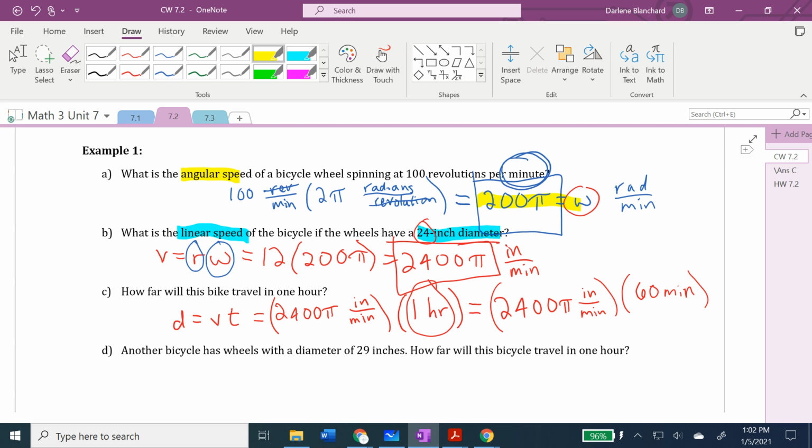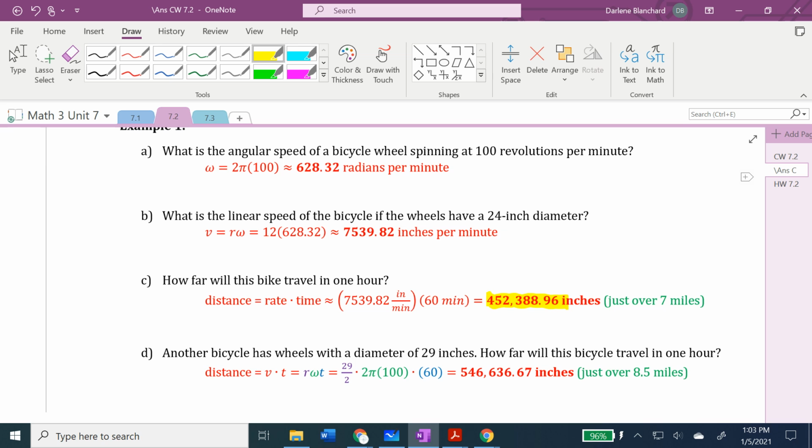Now, part D, another bicycle has wheels with a diameter of 29 inches. How far will that bicycle travel in 1 hour? With problem D, I'm trying to get you to think through the process that we just used. I want to remind you that we began with revolutions per minute right here. To get angular speed, we multiplied revolutions per minute by how many radians it takes to go around a circle. And that gave me an angular speed of 628.32 radians per minute.